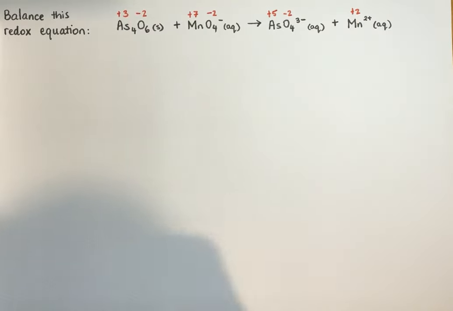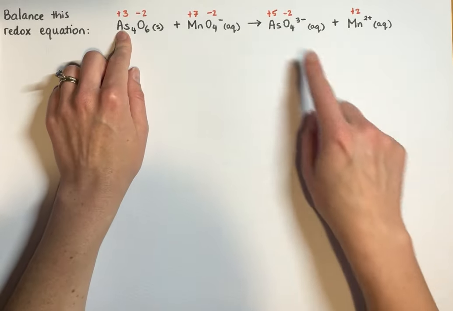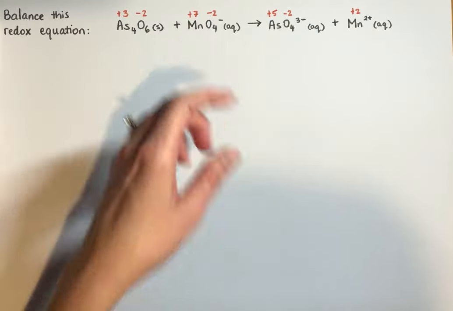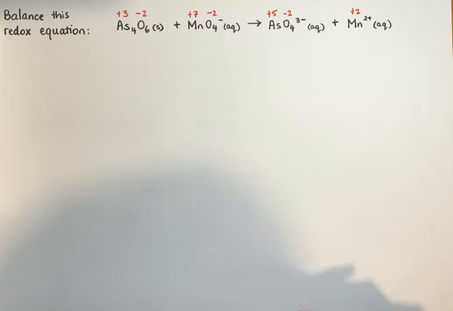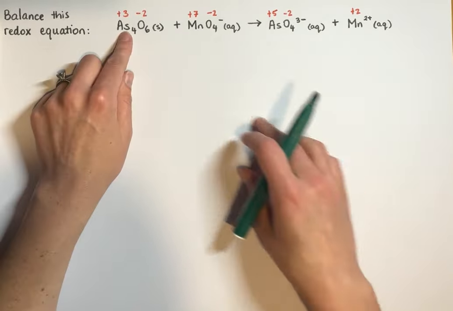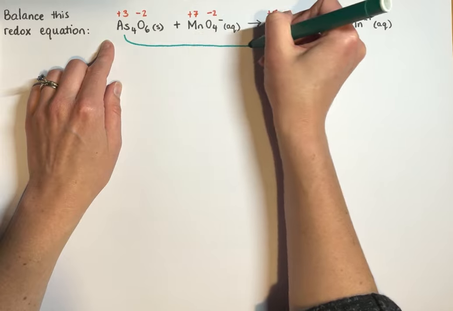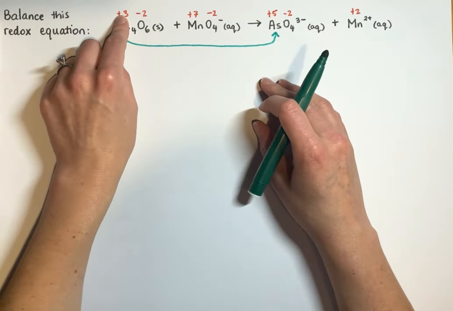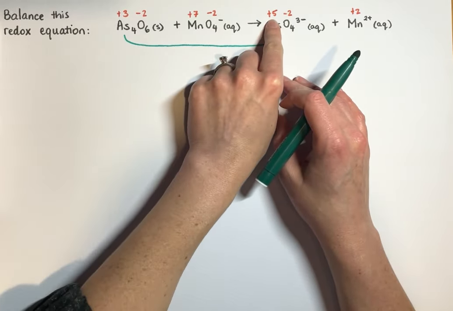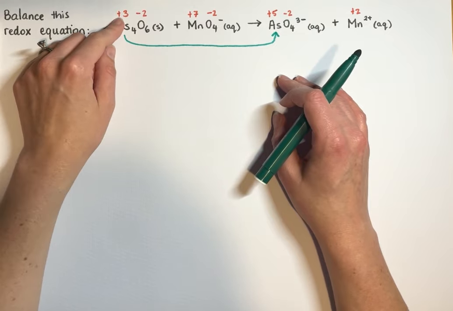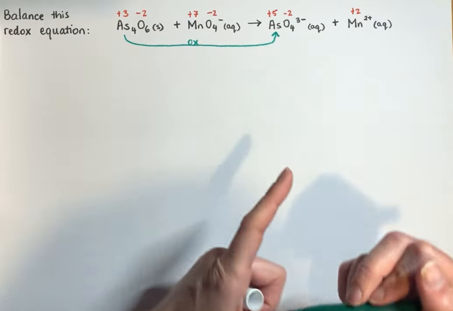Okay, so we've had a look here at what's going on. None of our oxygen is changing oxidation state, but we can see a change in the arsenic and a change in the manganese. So we should identify which one's oxidation and which one's reduction. Let's pick a color. The arsenic's gone from +3 to +5, so from here to here. Our oxidation number has gone up. It's increased, so it's become more oxidized. Or another way of thinking about that is it's lost electrons, and oxidation is loss of electrons. So that's our oxidation step.